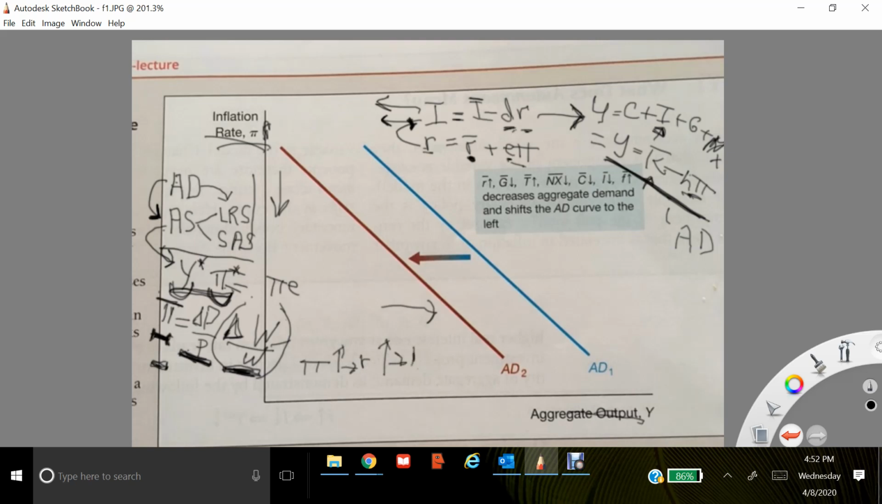Investment goes down. Aggregate demand goes down. Okay? So that would be, let's say that's the blue curve, okay? The initial one, the blue curve.